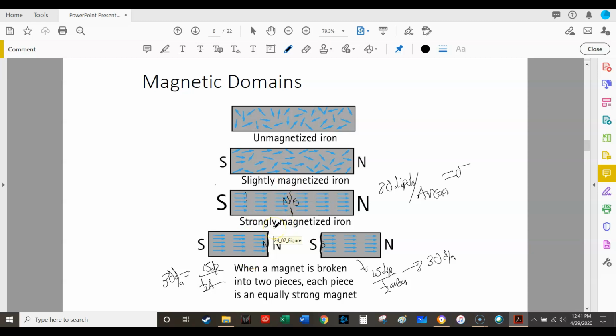So it's kind of really cool how this works out. So since all dipoles have to have two poles, because that's the very definition of dipoles, when you break up a magnet in half, it becomes two equally strong magnets that actually have the same density as they had before, right? So pretty neat.